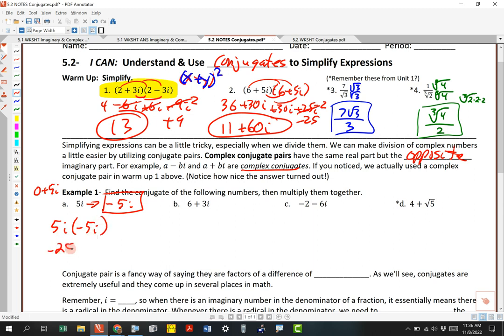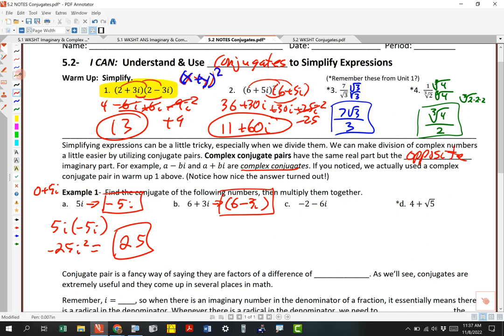I get negative 25i squared. And if I count that the right way, what does negative 25i squared count as? Positive 25. So this is the conjugate part. This is what I get when I multiply the two conjugates together. So for this one right here, this is 6 plus 3i. So its conjugate is going to be 6 minus 3i.